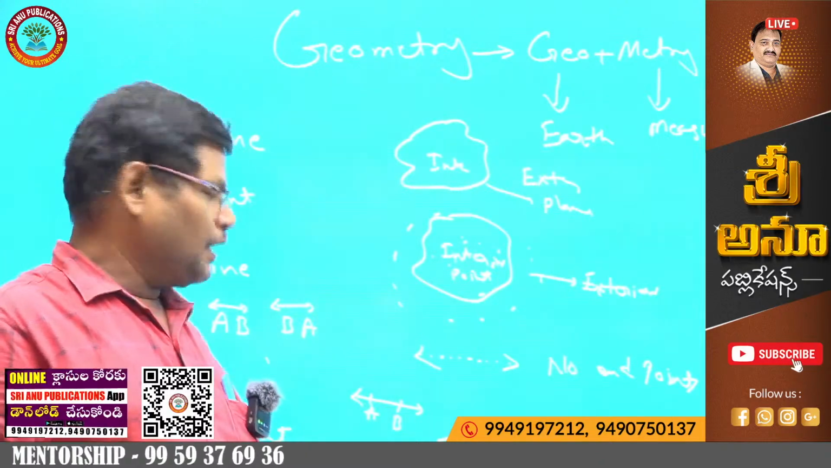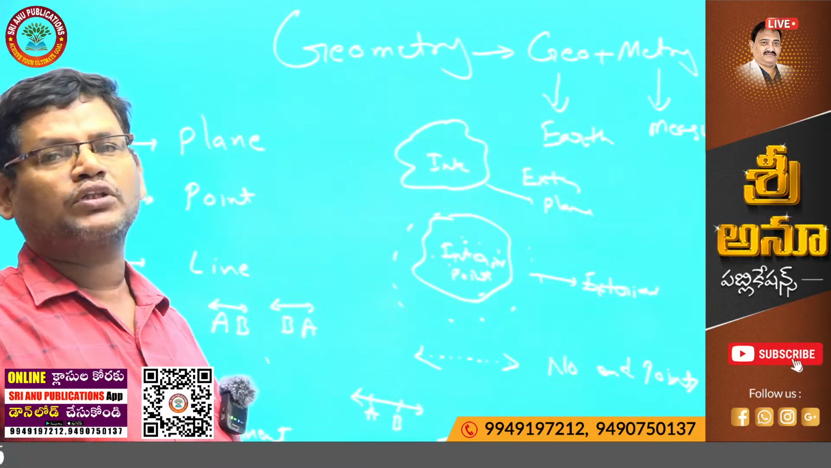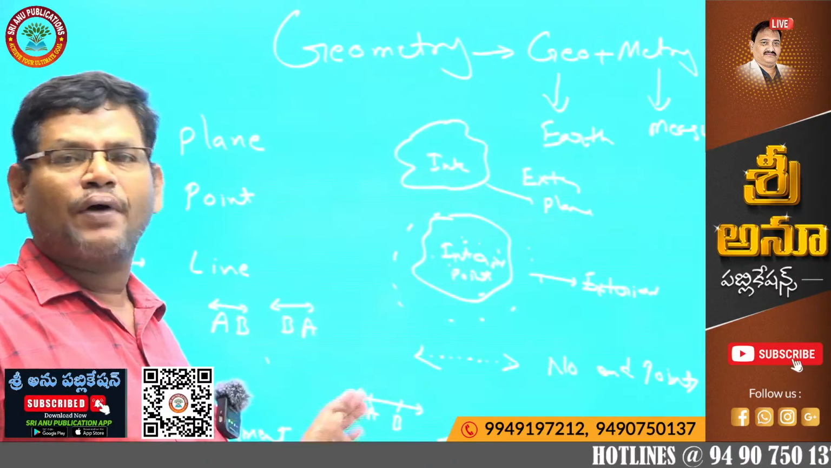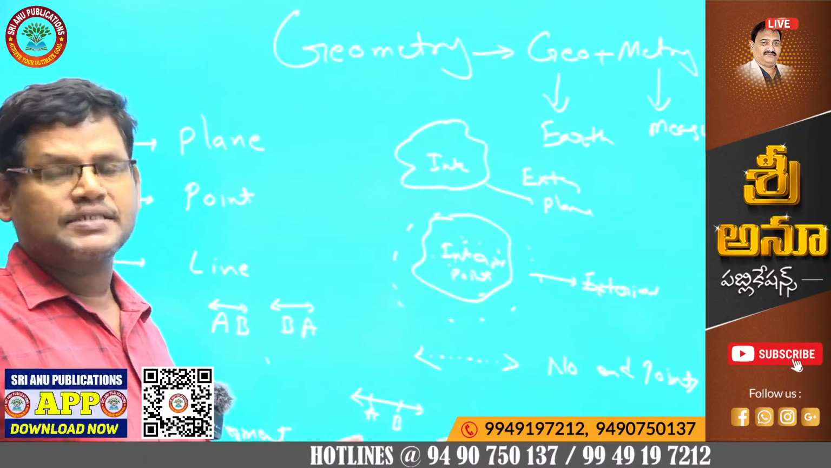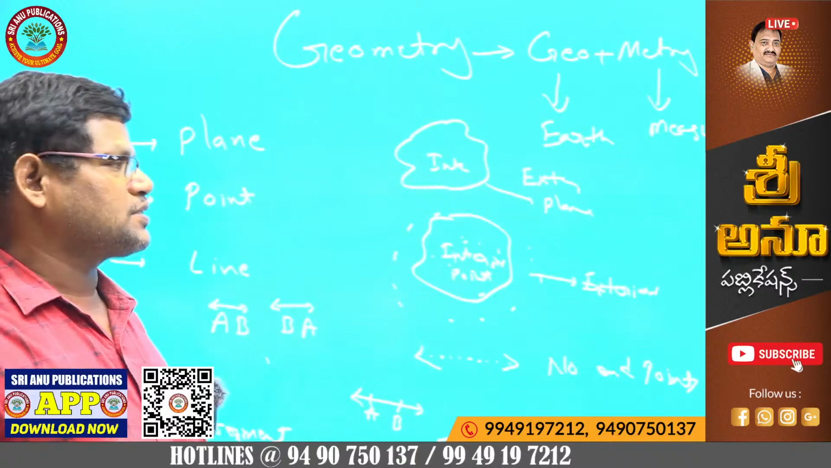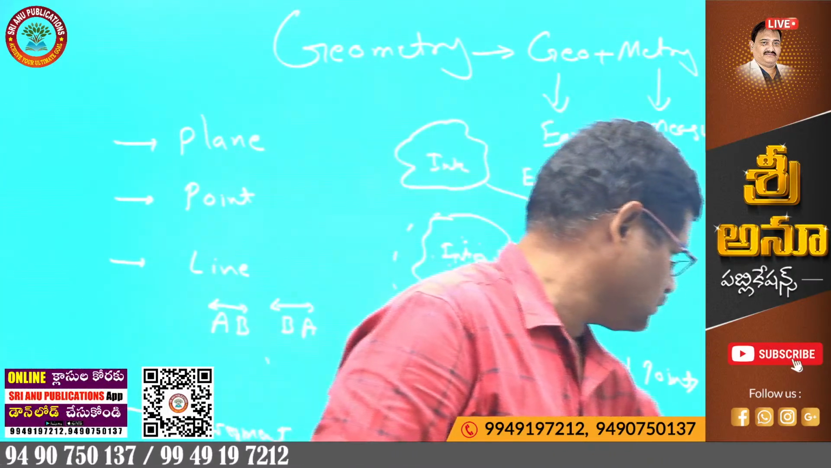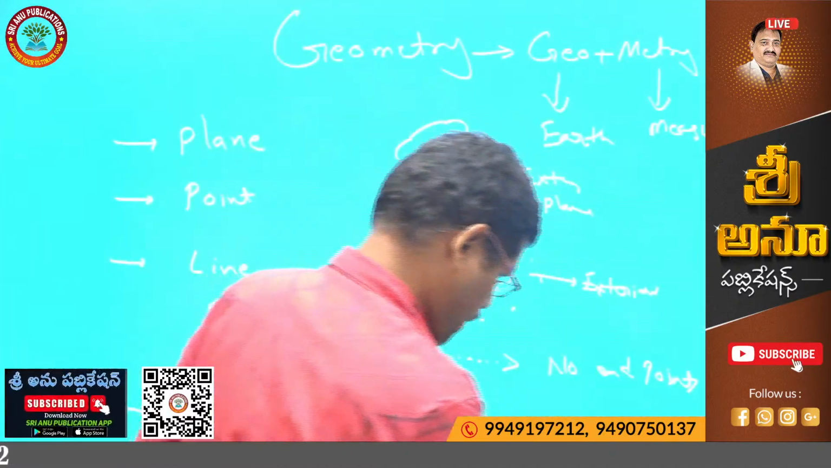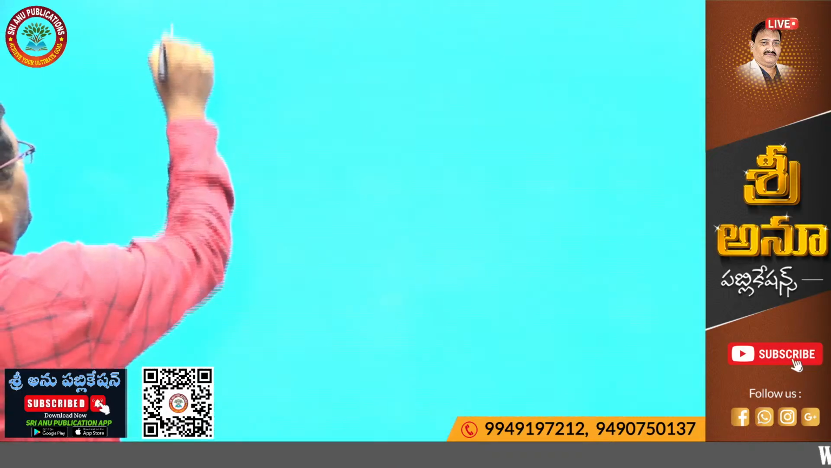So the length will be equal. A line has no length; it is endless, because it extends in both directions. But a line segment doesn't extend. That's why it has two endpoints. A line segment has two endpoints. Next one is the ray.